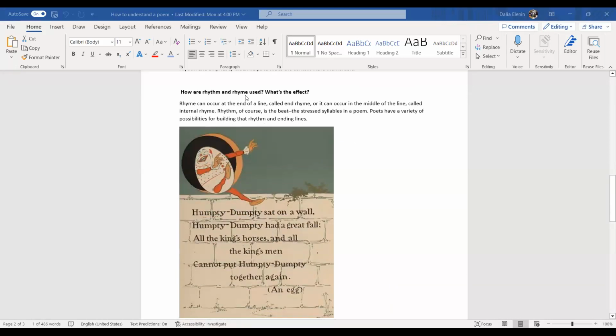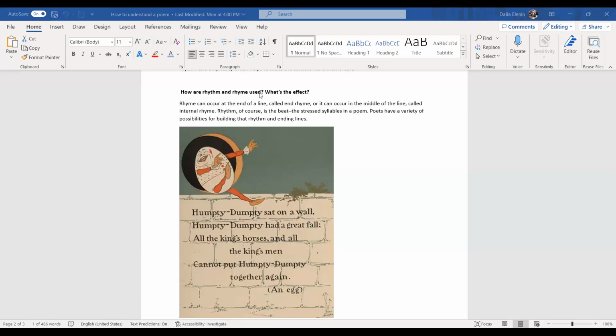And the rhyme and rhythm are used to give a certain effect. It's called the syllables. Look at this one. Humpty Dumpty sat on a wall. Humpty Dumpty had a great fall. All the king's horses and all the king's men cannot put Humpty Dumpty together again. So just to look at the syllables here, this is what we call the rhythm, the music within the lines. Look at wall and fall, all. Look at these. These are the rhyme.